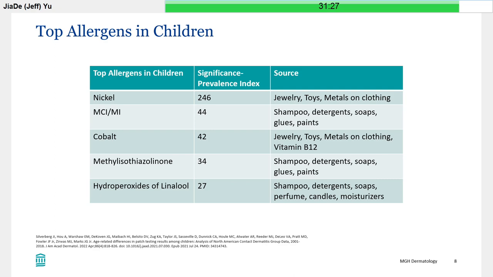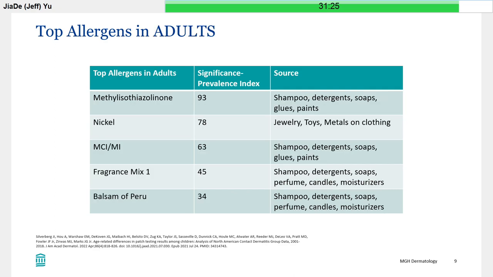So you'll notice that this list in adults is really not that different from the list in children. And you can also see that methylisothiazolinone, a preservative, is also on the top of the list here, along with some of the fragrances, fragrance mix one, as well as balsam of Peru and nickel.